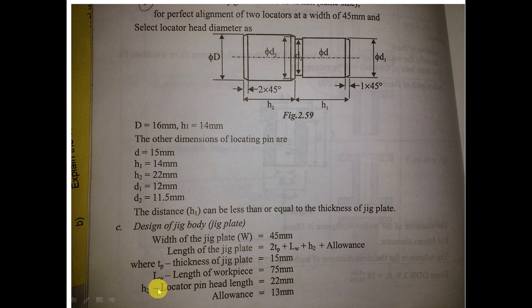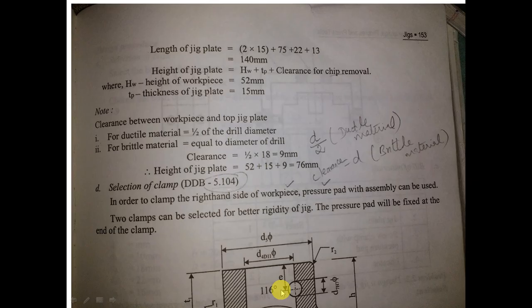This allowance is for the pressure pad. So H2, the locator pin head length, is 22 mm, and then length of the workpiece is 75 mm. We already know. So you have to add all these values. An allowance of 13 mm is given because of the pressure pad. So this is the length of the jig plate. It is found around 140 mm. What of the height of the jig plate? The jig plate height is the height of the workpiece, thickness of the jig plate, and also clearance for chip removal.